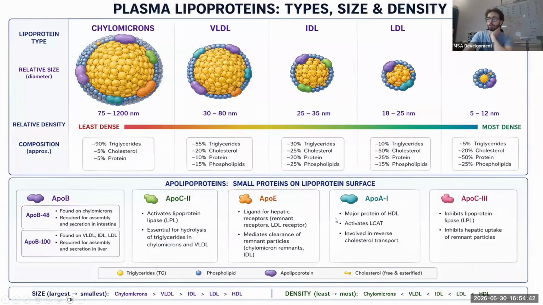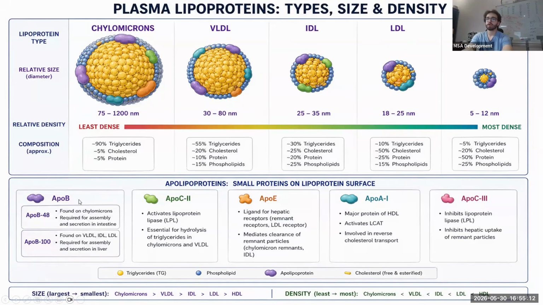Okay. For ApoC2, we already know what it does. It activates lipoprotein lipase to break down the triglycerides in the chylomicrons and VLDL. Why those two specifically? Because I told you guys, the triglycerides are found in chylomicrons or VLDL. Then we have ApoE, ApoA, and ApoC3. C3 is similar to C2, right? In name and in function. The difference is that C3 will inhibit lipoprotein lipase. So that's 2 of the apolipoproteins, we already explained them.